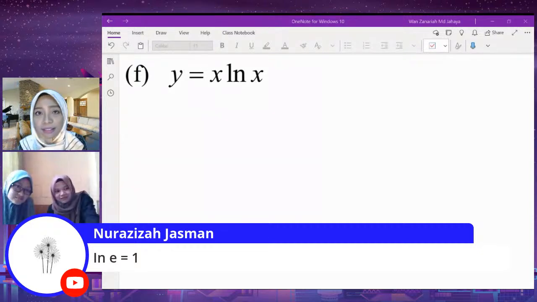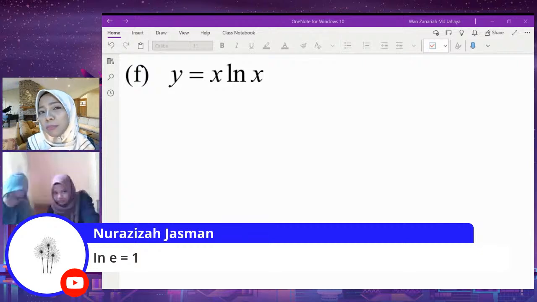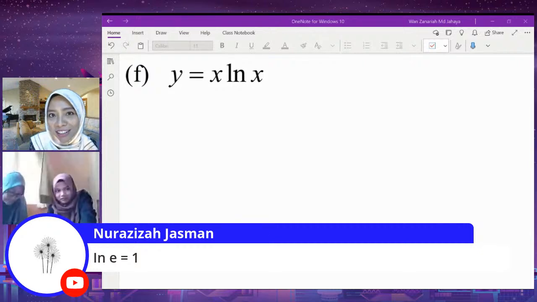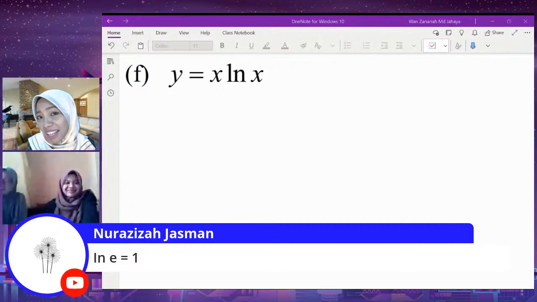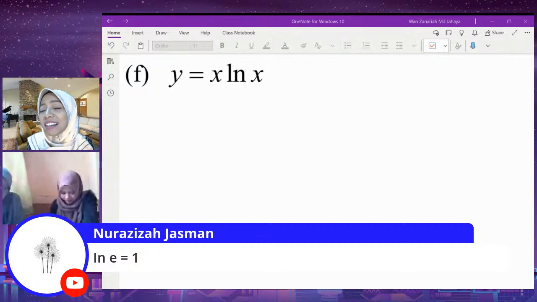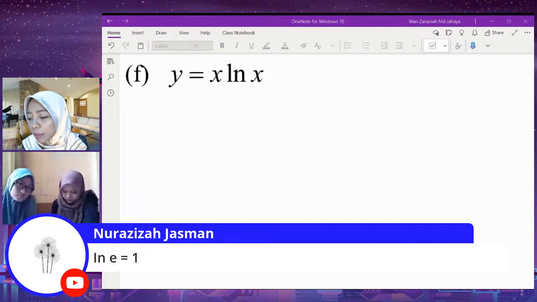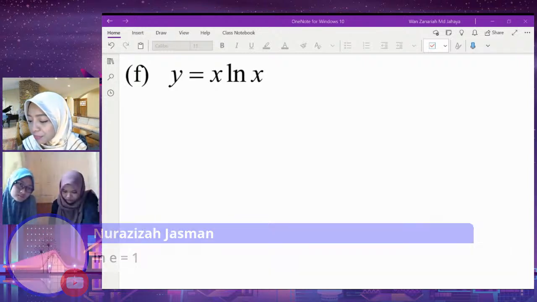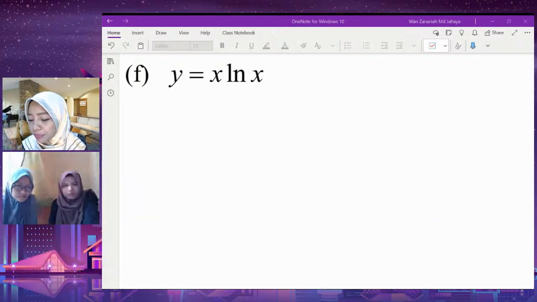Okay, sekarang things dah berbeza. Dah tak sama dah. Kalau dulu pergi kelas, sekarang kena belajar online. Kalau tadi ln x sahaja, dia ada satu function sahaja. Sekarang dia ada x dengan ln x. So meaning that we have to use apa? When we have two function. Chain rule.